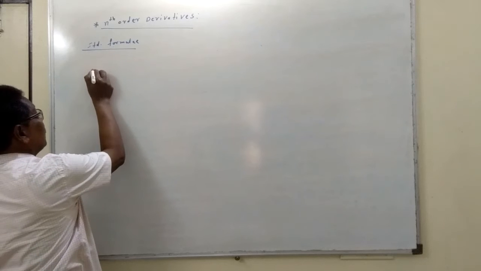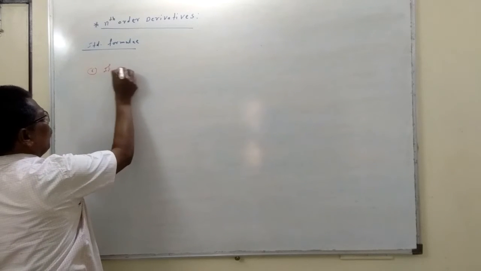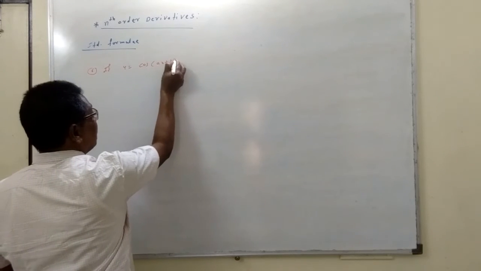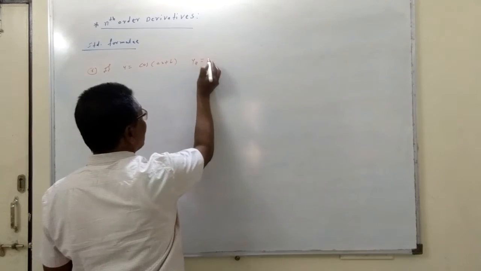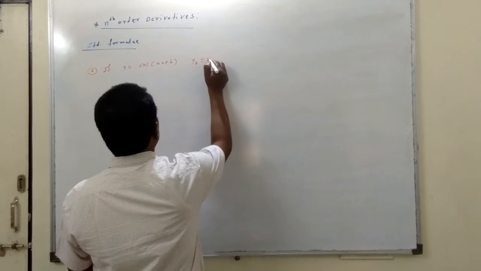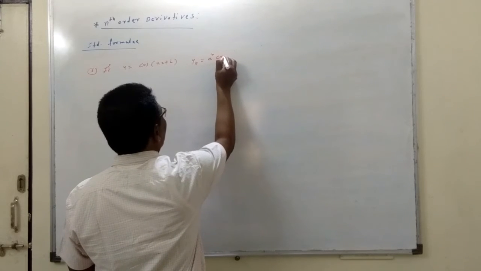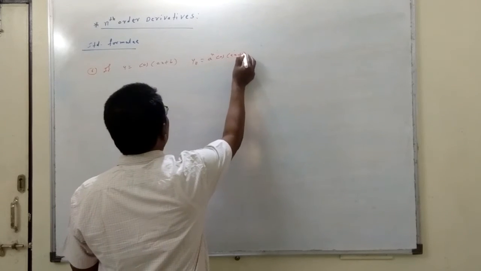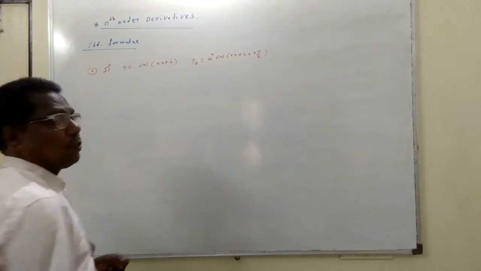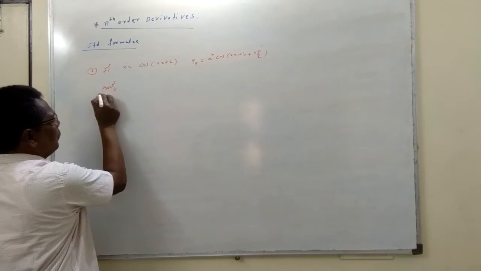Now next, we see this for the trigonometric function. If y is equal to cos(ax + b), in the same manner as we proved it for e raised to (mx + c), yn is equal to a raised to n cos(ax + b + n pi by 2). So this is the standard formula. Now how this formula comes, we will see the proof.